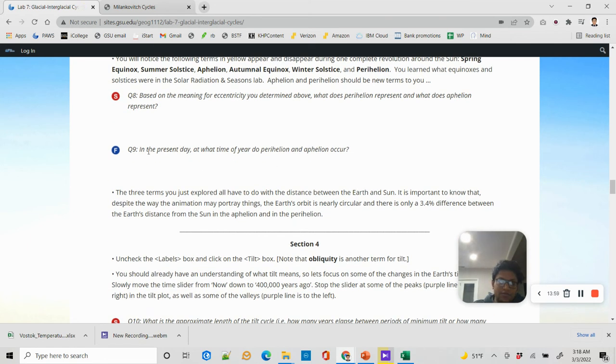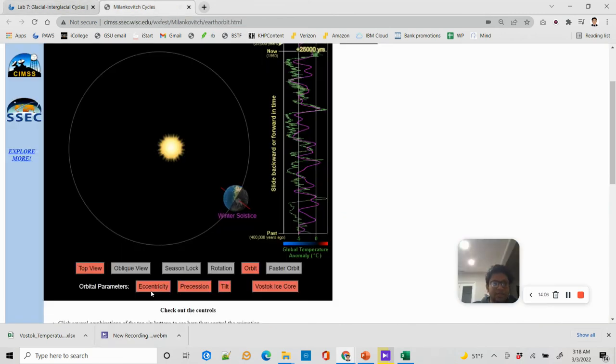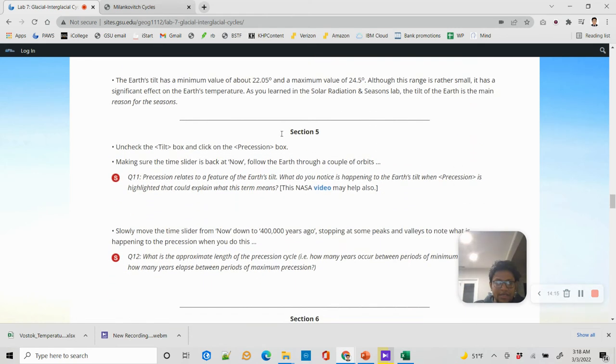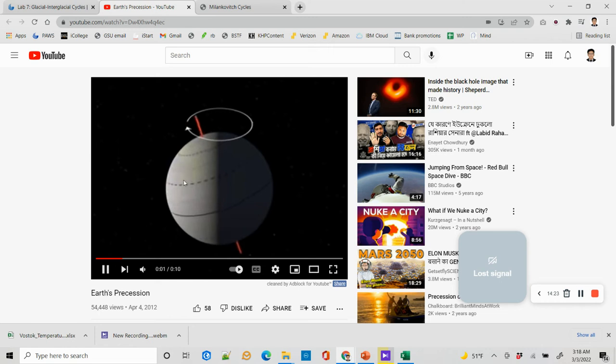So follow this question, what is aphelion, perihelion? Just follow the instruction and play with this Milankovitch cycle. The Milankovitch cycle consists of eccentricity, precession, and tilt. Then section 4 is talking about obliquity, so play with that. Section 5 is talking about the precession, play with that. And there is a video to show you what precession is. You see, precession is the rotation of the Earth's axis.